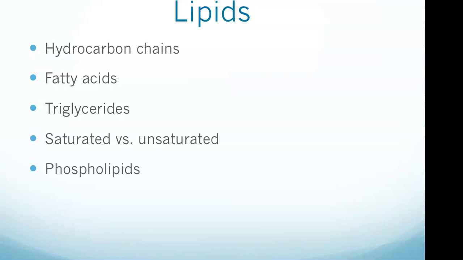Fatty acids are long strands of hydrocarbons and are used for long-term energy storage in the form of triglycerides. There are three main categories of lipids in the body: triglycerides, phospholipids, and steroids. Triglycerides contain three fatty acid chains bound to a glycerol molecule. These fatty acid chains can be saturated or unsaturated.